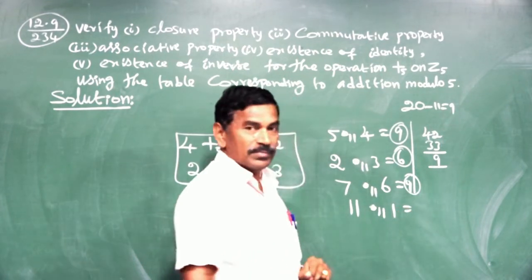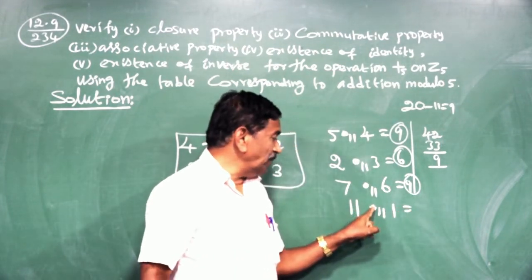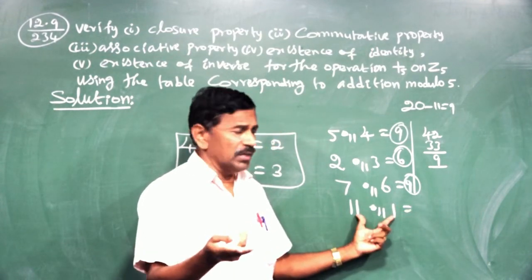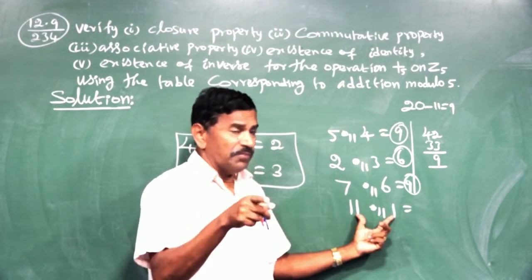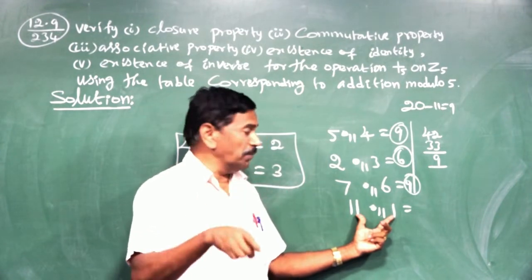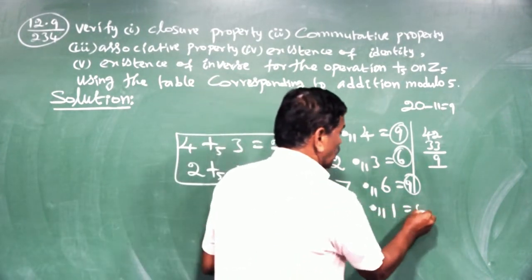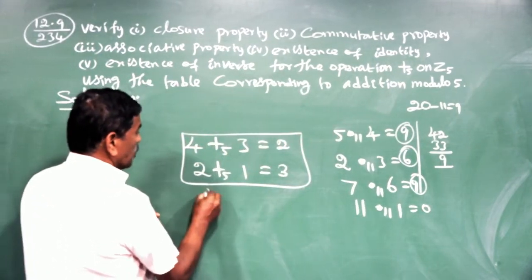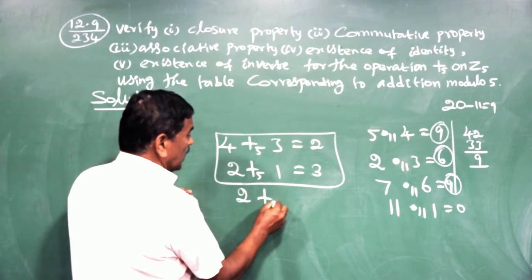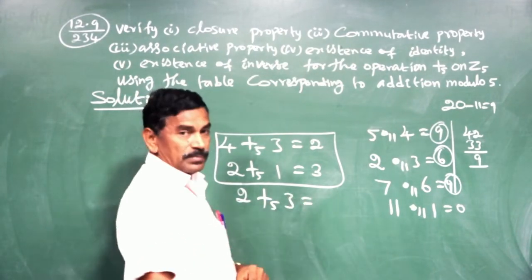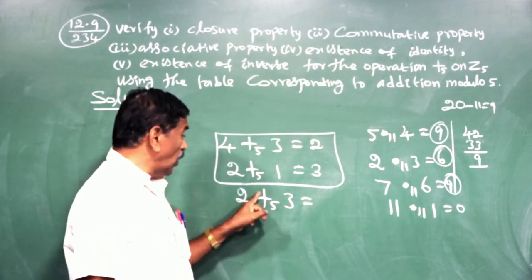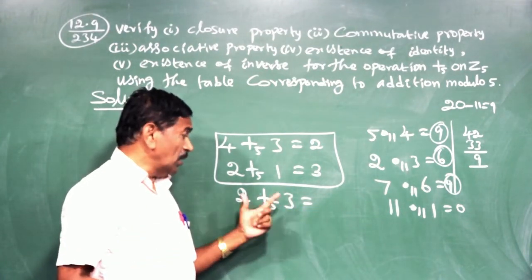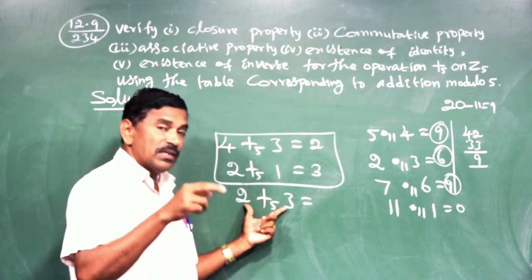For example, suppose 11 multiplication modulo 11, 1. Here 11 into 1 equals 11. So your answer is 11, so subtract 11, that is 1 time. So 11 minus 11 is equal to 0. So 0 will be the answer. Similarly, suppose your question is 2 addition modulo 5, 3. Here 2 plus 3 is 5, and 5 means subtract 5.